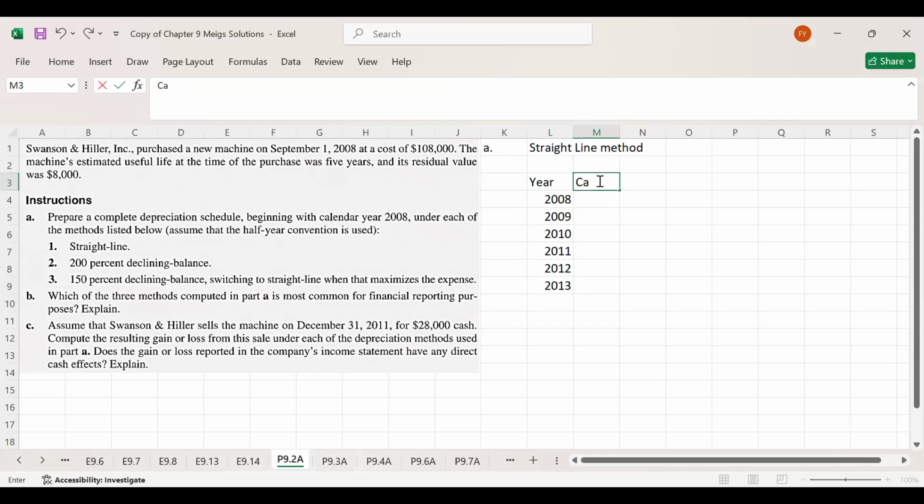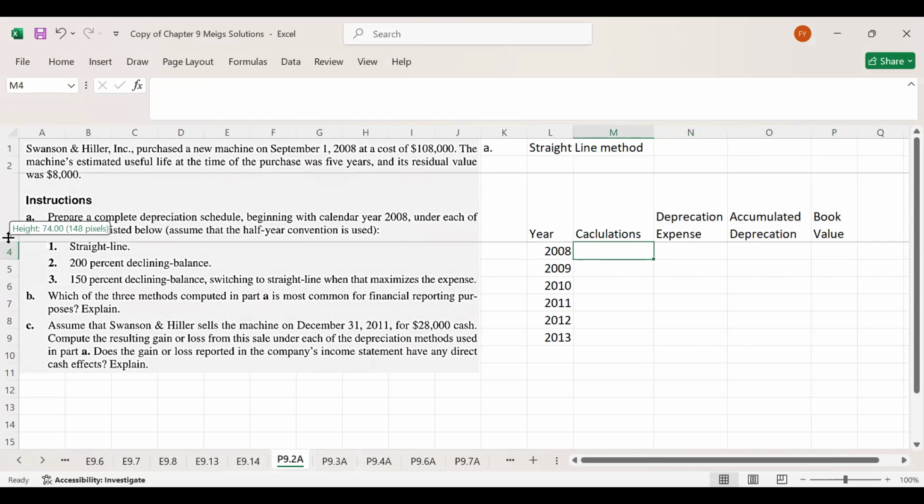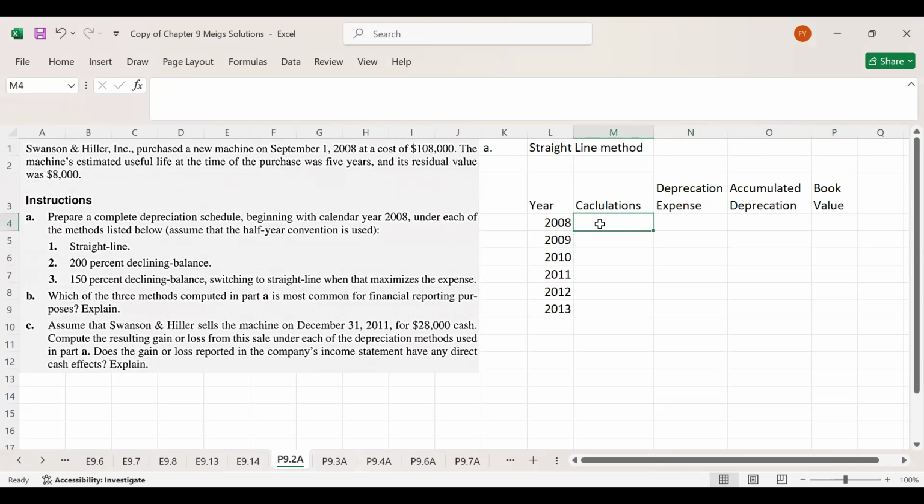So we will show the calculations and then depreciation expense. Then we have accumulated depreciation, and we will also prepare one column which is book value, which will be used in the next requirement. So book value. So straight line method, as the name suggests, the depreciation is the cost minus salvage value.